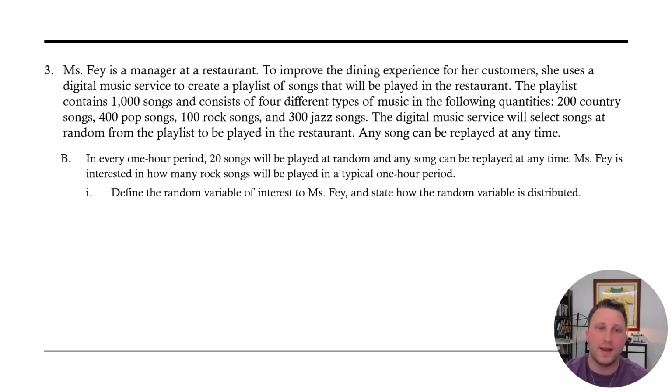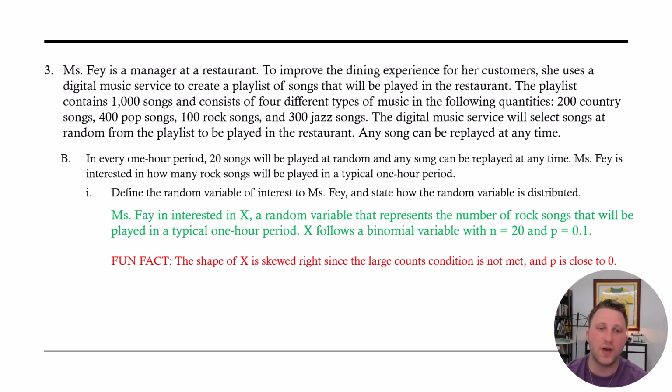Part B, in every 1 hour period, 20 songs will be played. So we're getting new information. At random, 20 songs are being played, and any song can be replayed at any time. Again, independence. Ms. Fay is interested in how many rock songs will be played in a typical 1 hour period. Define the random variable of interest to Ms. Fay and state how the random variable is distributed. So Ms. Fay is interested in X, a random variable that represents the number of rock songs that will be played in a typical 1 hour period.